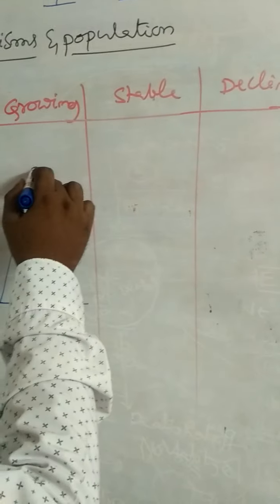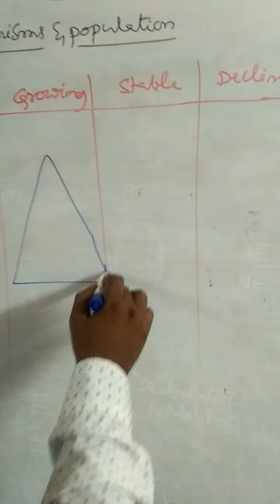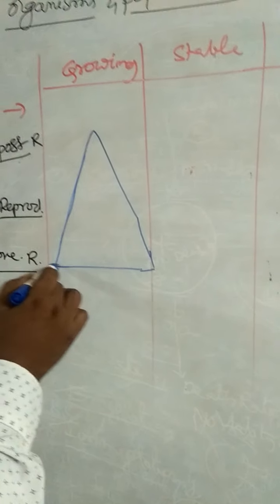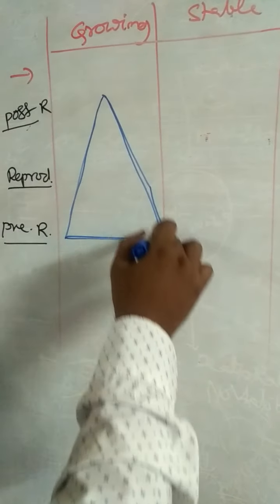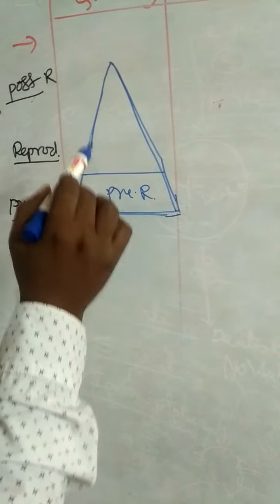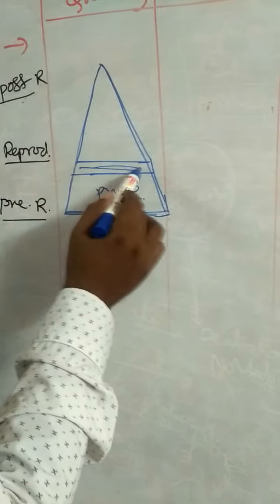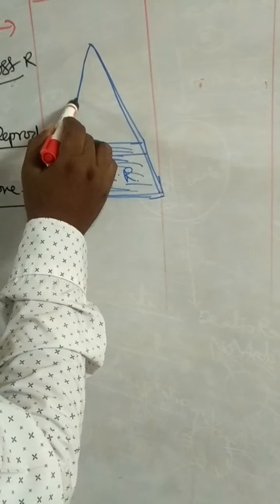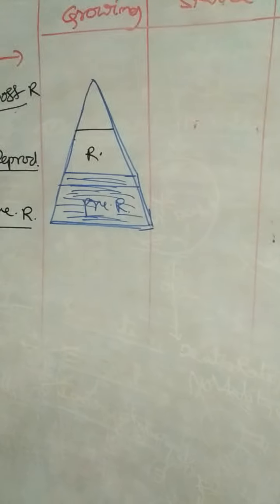In a growing population, the age groups are arranged so they look like a pyramid. This pyramid states that the base contains the greater number of pre-reproductive age groups. These are pre-reproductive age groups. The second place is the reproductive age group, and the third place is the post-reproductive age group.